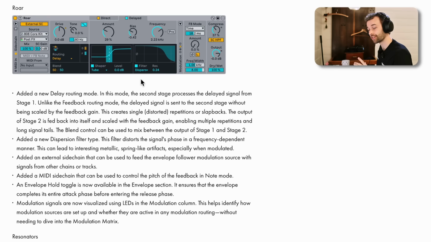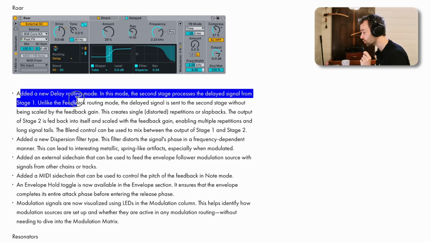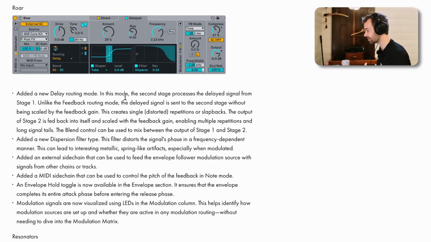Now next, I'm really excited about this one. We have some updates to RAW. We have a new delay routing mode, in which the second stage processes the delayed signal from stage 1, but unlike in the feedback routing mode, the delayed signal is sent to the second stage without being scaled by the feedback again. This creates single distorted repetitions or slapbacks. The output of stage 2 is fed back into itself and scaled with the feedback gain, enabling multiple repetitions of long signal tails. The blend control can be used to mix between the output of stage 1 and stage 2.